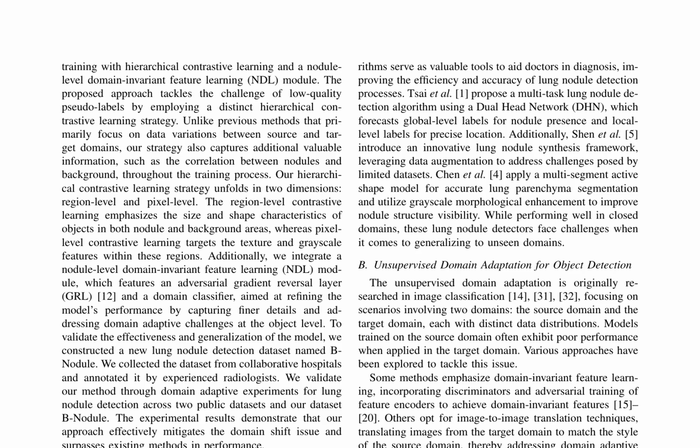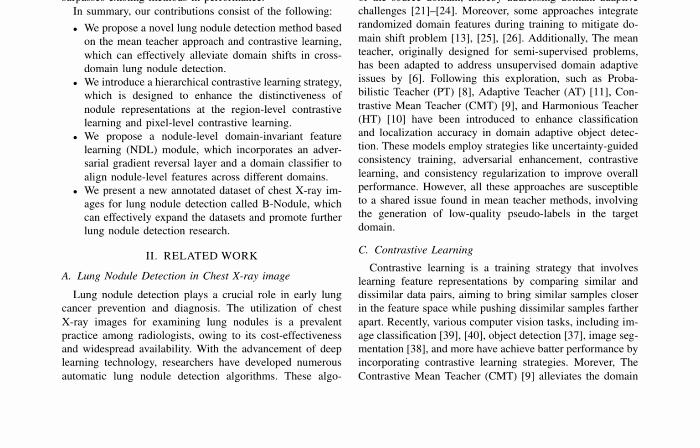This module aims to refine the model's performance by capturing finer details and addressing domain-adaptive challenges at the object level. The proposed approach tackles the challenge of low-quality pseudolabels by employing a distinct hierarchical contrastive learning strategy. Unlike previous methods, this strategy captures additional valuable information, such as the correlation between nodules and background, throughout the training process. To validate the effectiveness and generalization of the model, a new lung nodule detection dataset named B-nodule is constructed.